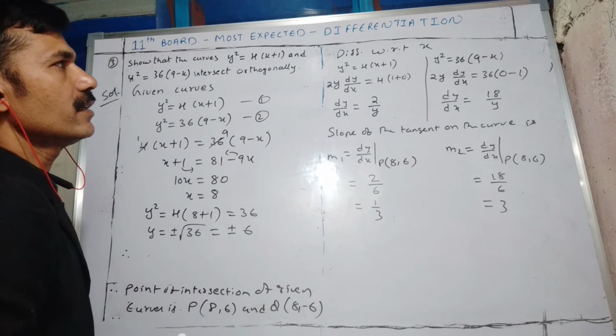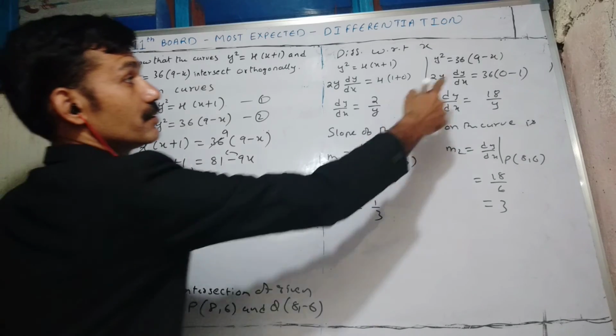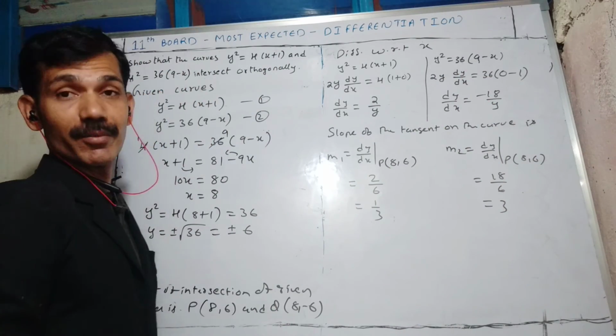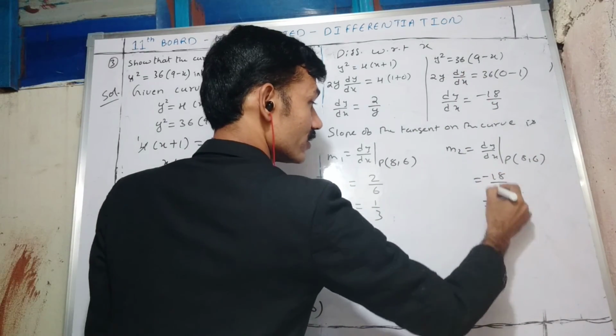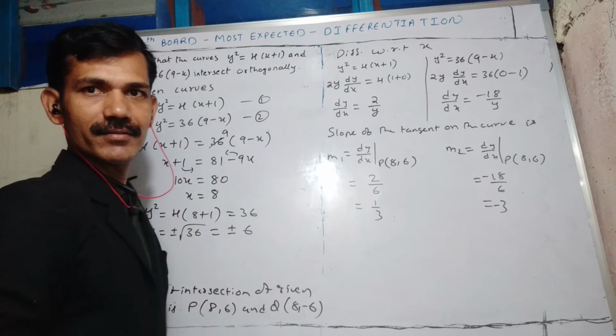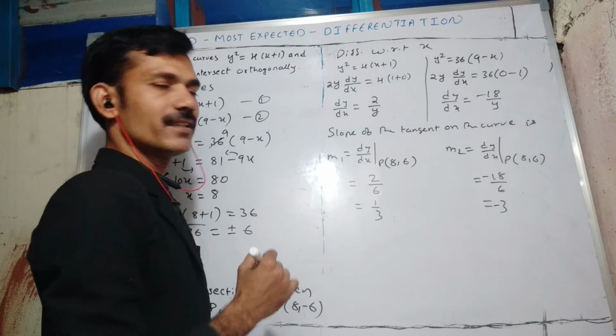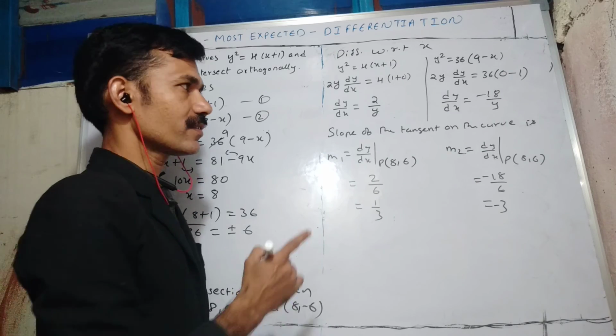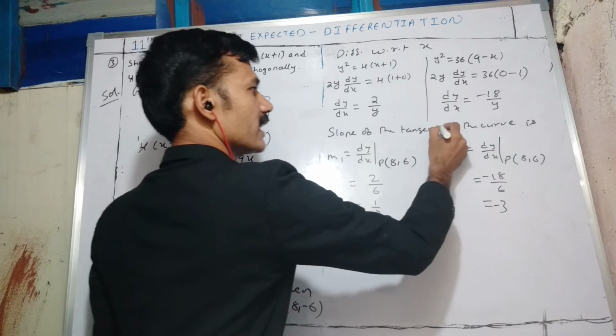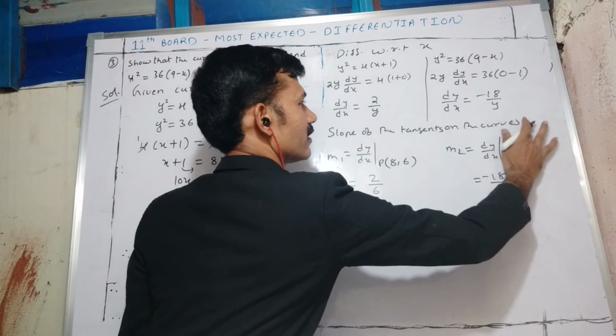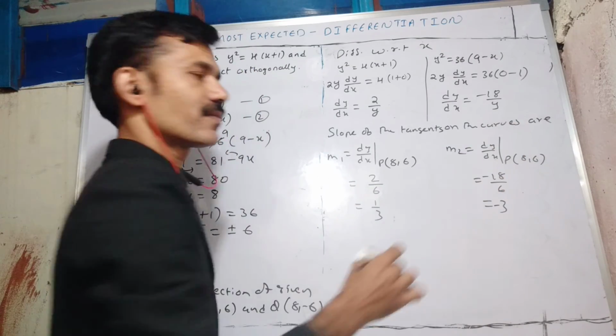Okay, somewhere we are missing. Here see, minus 1, so this is minus 18 upon y. So minus 3 you will get. Okay, these are the slopes of the tangents of the curves.